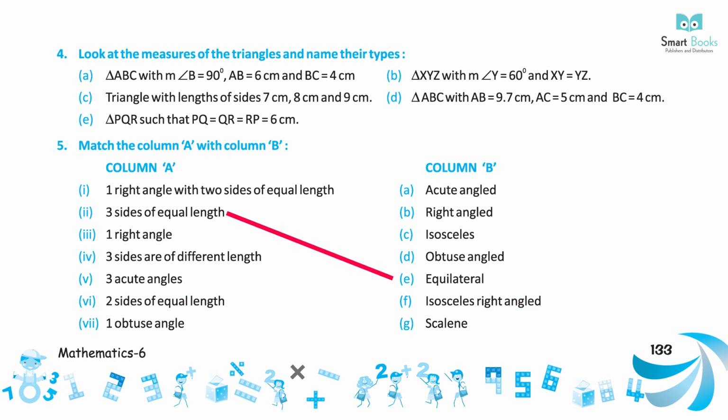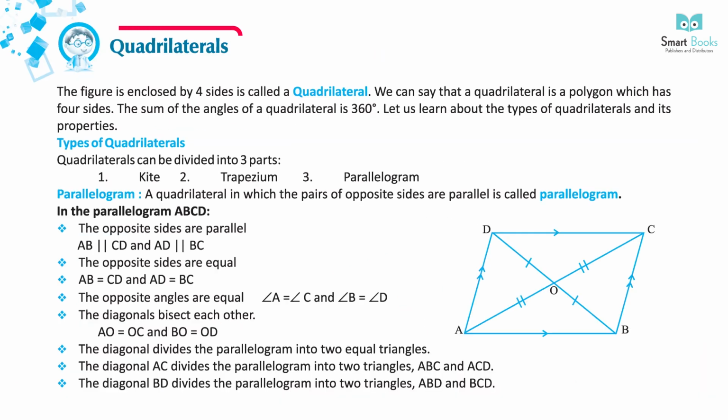Second, three sides of equal length to E, equilateral. Third, one right angle to B, right angled. Fourth, three sides are of different length to G, scalene. Fifth, three acute angles to A, acute angled. Sixth, two sides of equal length to C, isosceles. Seventh, one obtuse angle to D, obtuse angled.